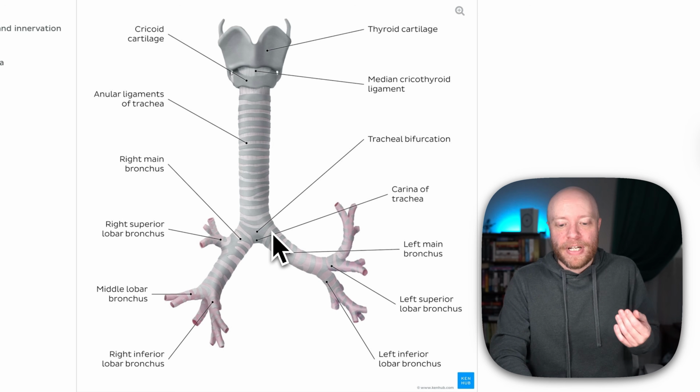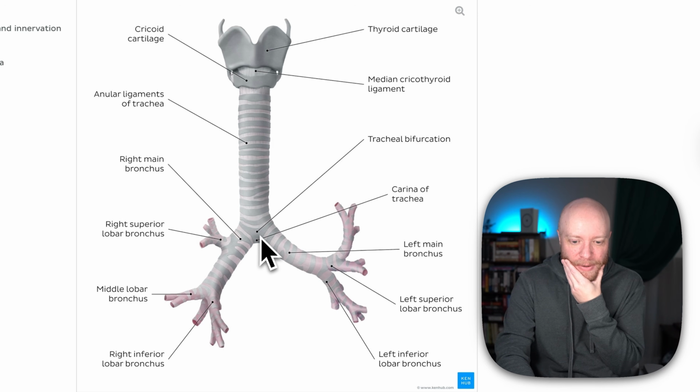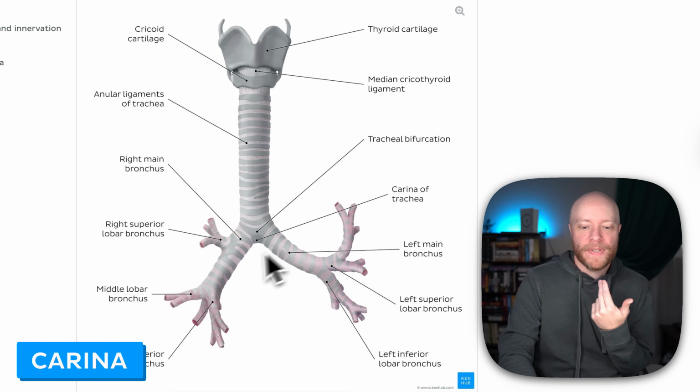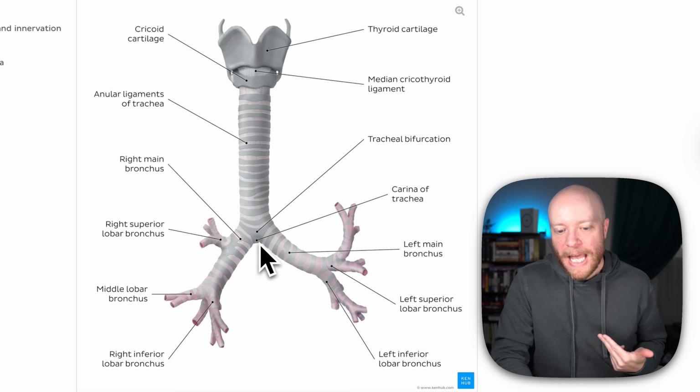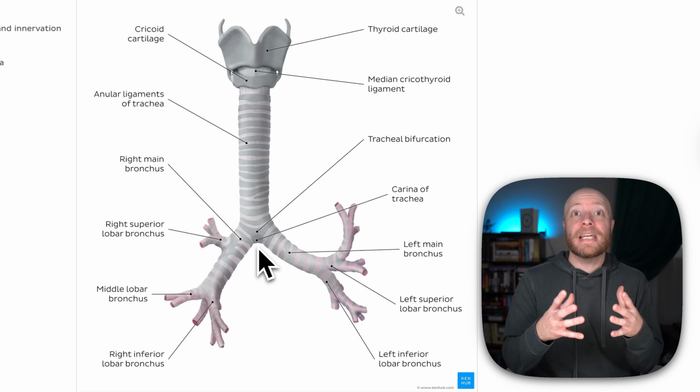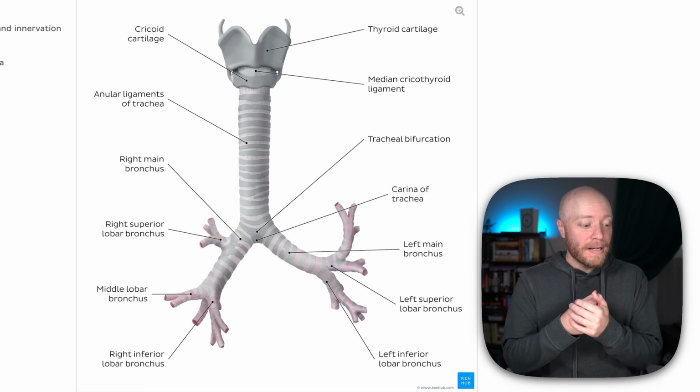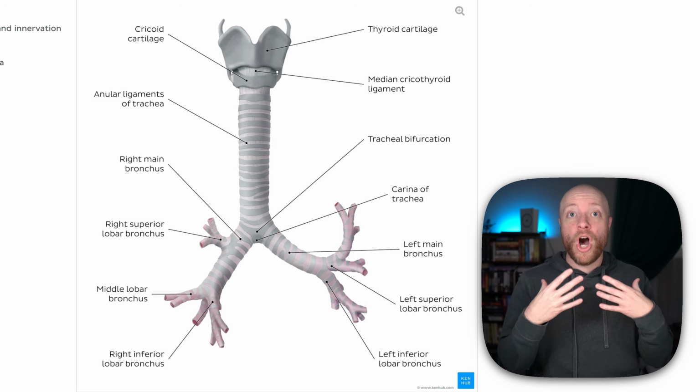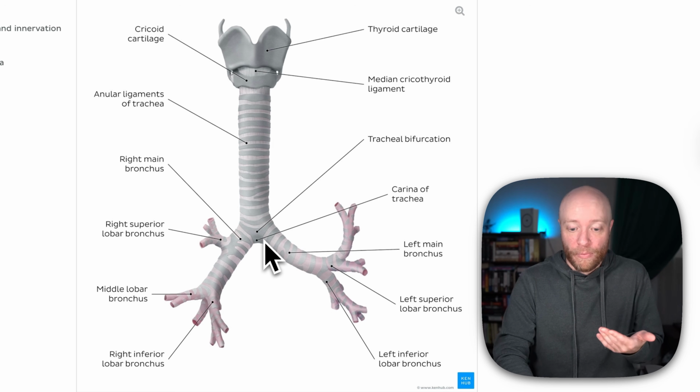This is the bifurcation, but at the same time, there's this other little spot down here that if we come over, you can see it's called the carina, right? So this is the carina of the trachea, and this is actually essential to coughing, right? This is going to help with the whole coughing reflex.